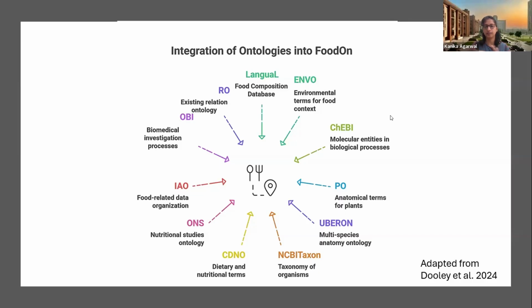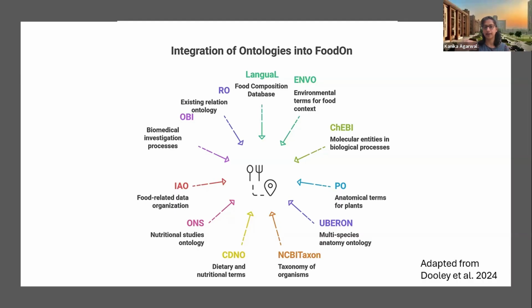Rintu had showed how it's related to different ontologies. Again, we're looking at how FoodOn imports different terms from these ontologies, and it also gives its own terms to these ontologies, resulting in interoperability. FoodOn was built on a language called LanguaL, which is actually used for food composition databases by the US FDA. So a lot of terms are being used from LanguaL.